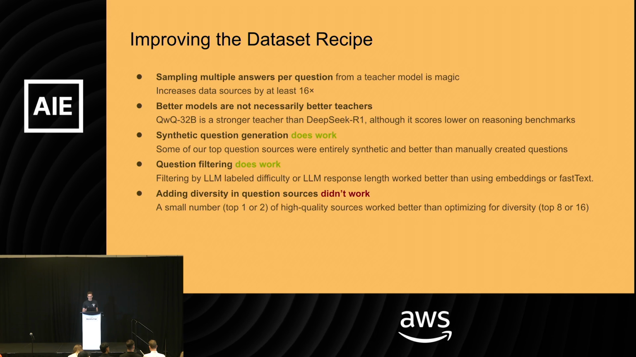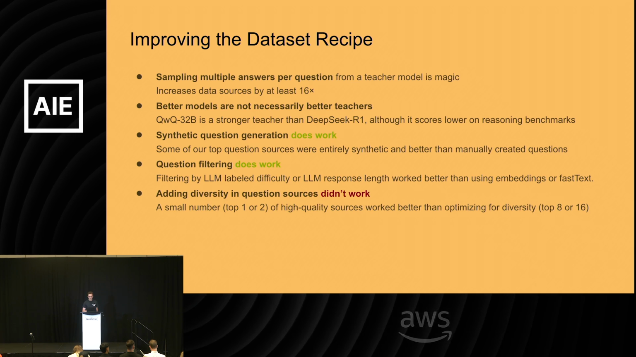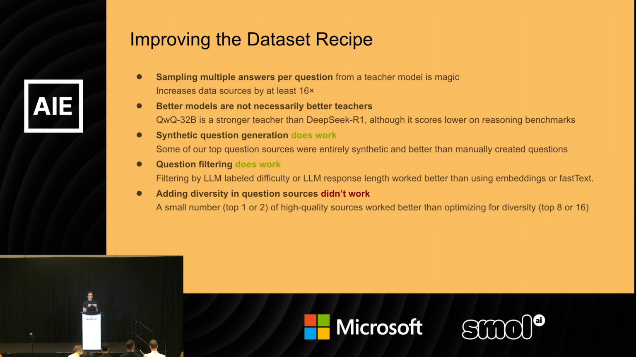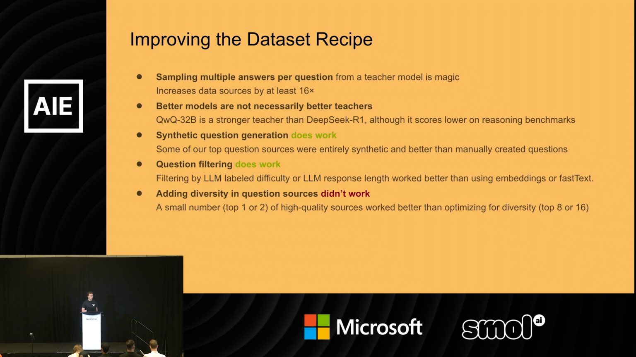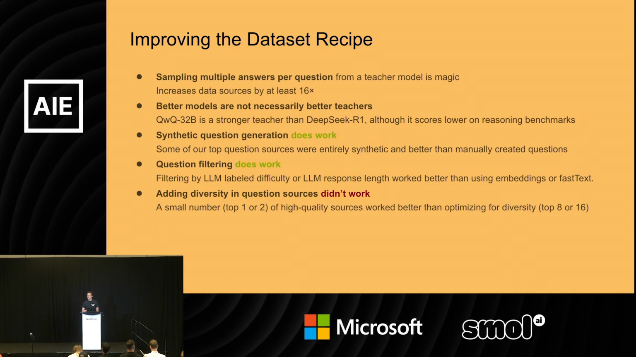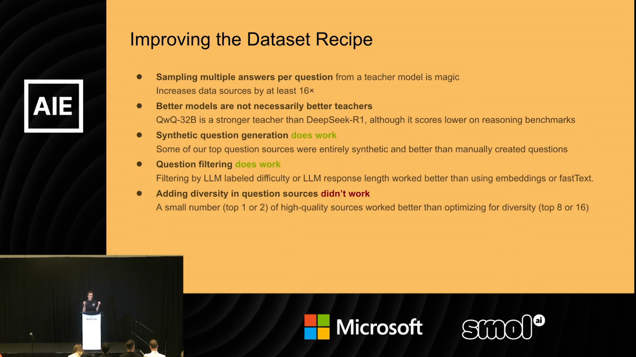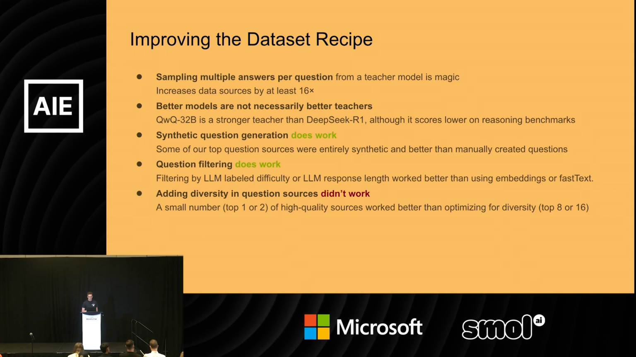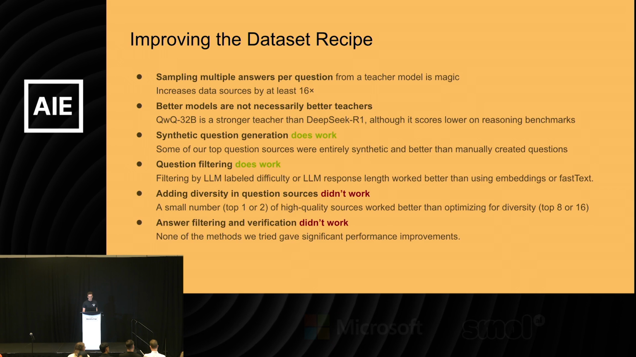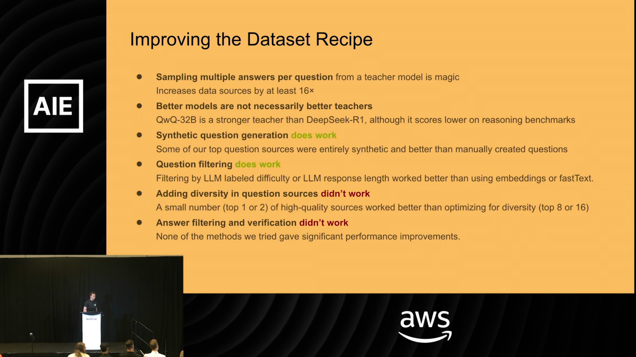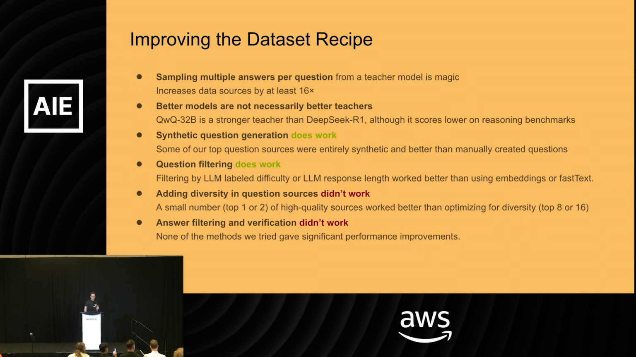Okay, some things that didn't work that were also quite interesting. Through our experiments, you saw that choosing a smaller number of high-quality sources was much better than trying to optimize for diversity by going for a larger number of sources. That's very counterintuitive, right? You'd think, okay, I'm always going to go for higher diversity, but this is actually not what we saw.